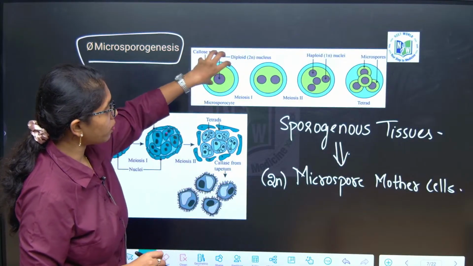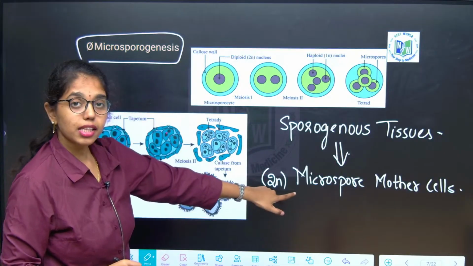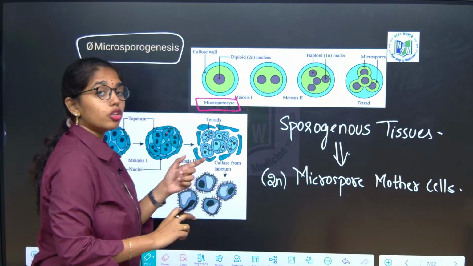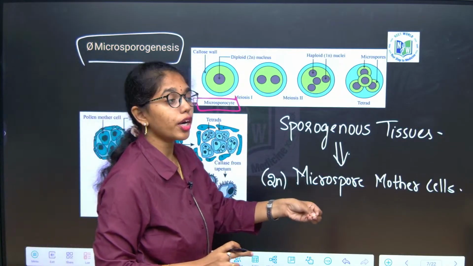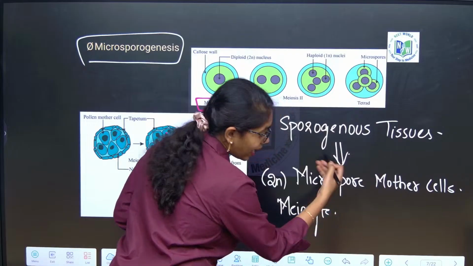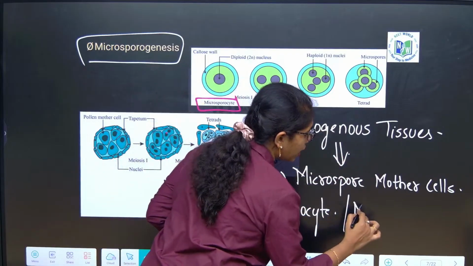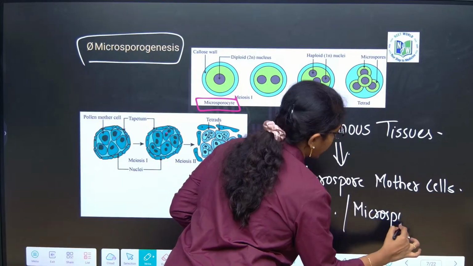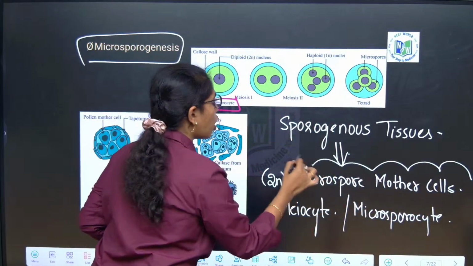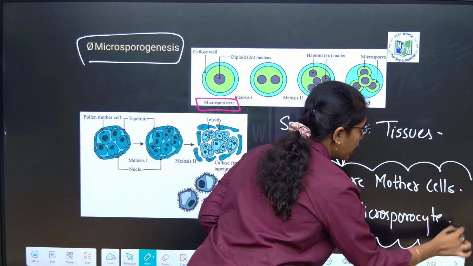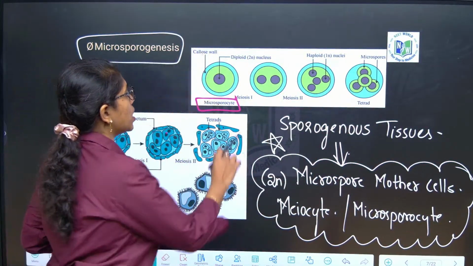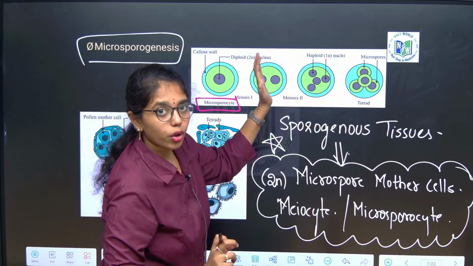Once the microspore mother cell starts dividing, we call it a microsporocyte or meiocyte. Those cells which are ready to undergo meiosis, we call meiocyte. Or, as this is a microspore mother cell, we also call it microsporocyte. Remember all these synonyms, they are one and the same. These are diploid, and the microsporocyte will start undergoing meiosis.